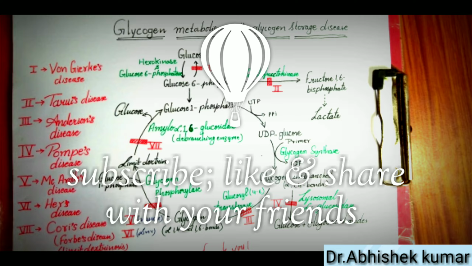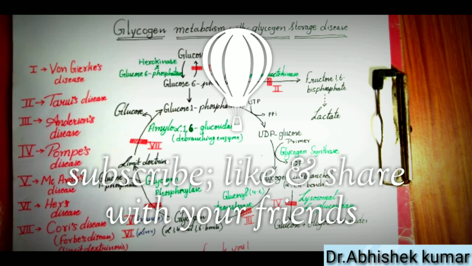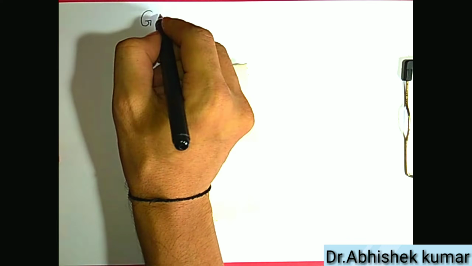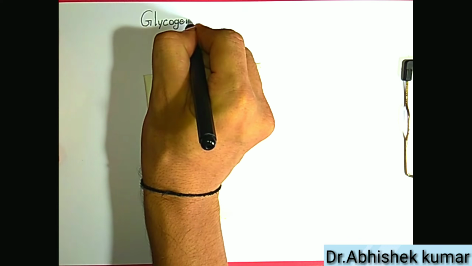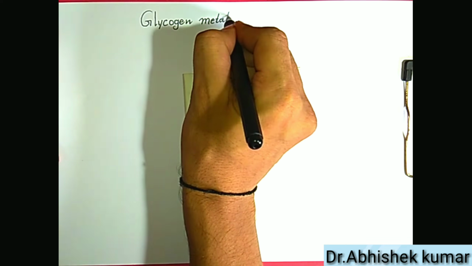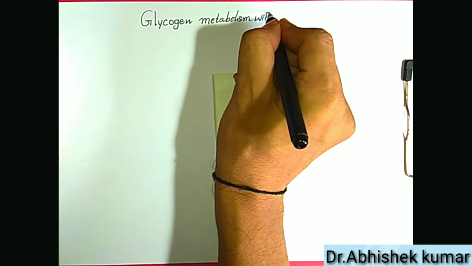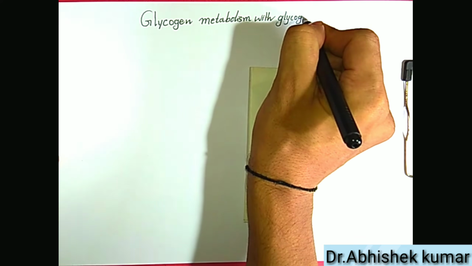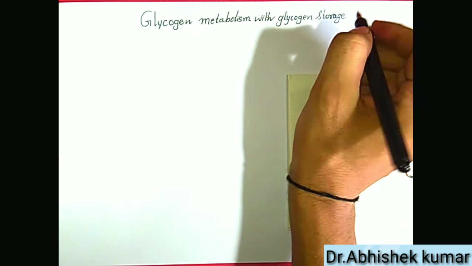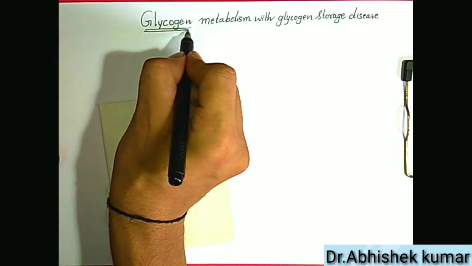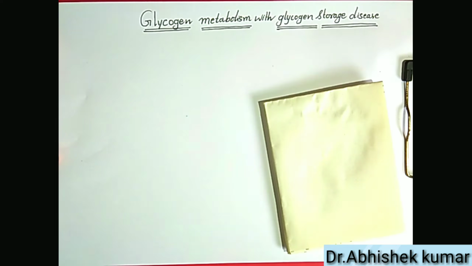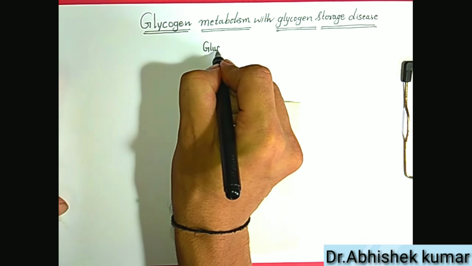So what is glycogen storage disease? It is a metabolic defect concerned with glycogen synthesis and degradation, collectively referred to as glycogen storage disease. These disorders are characterized by deposition of normal or abnormal glycogen in one or more tissues in our body.